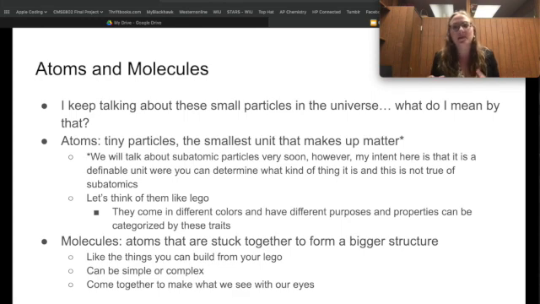So I keep talking about these little small particles. What do I mean by that? Well, atoms are tiny particles. The smallest unit that really makes up identifiable matter is what we're talking about. Well, again, there's a star there. There's a little caveat. We'll talk a little bit about that. However, my intent here is that it's an identifiable unit. It's definable. You can tell it apart from something else. So that you can see what it is, and we'll, again, talk about what makes up atoms, but let's get that out of our minds. Atoms are the smallest particles that are out there. You can kind of think of them like a Lego, okay? So they come in different colors, different sizes, different shapes. They have different purposes and properties that can be characterized by these traits.